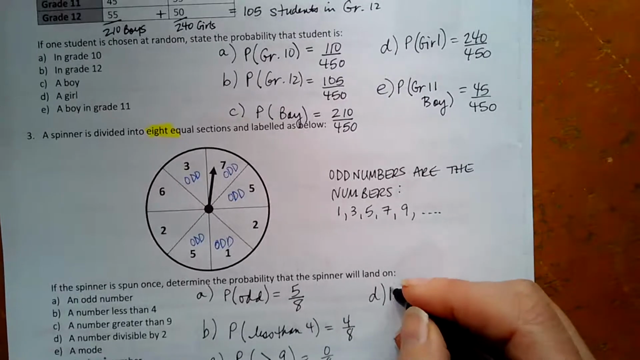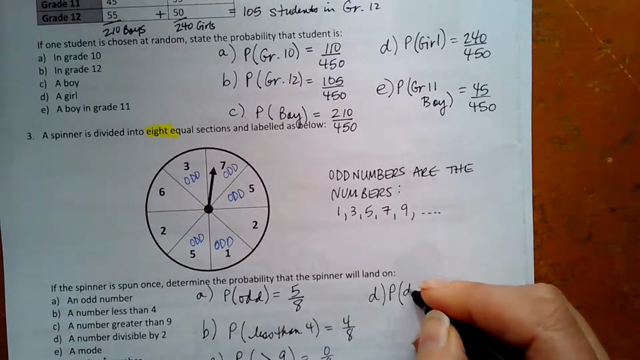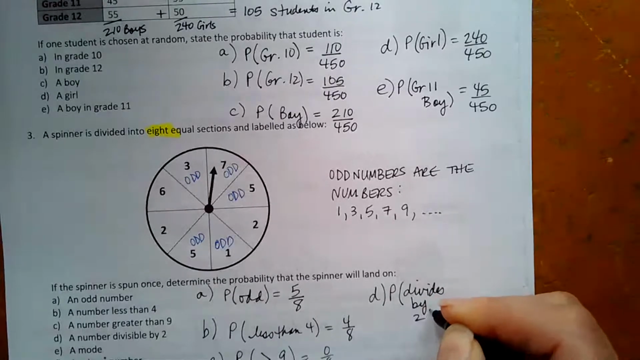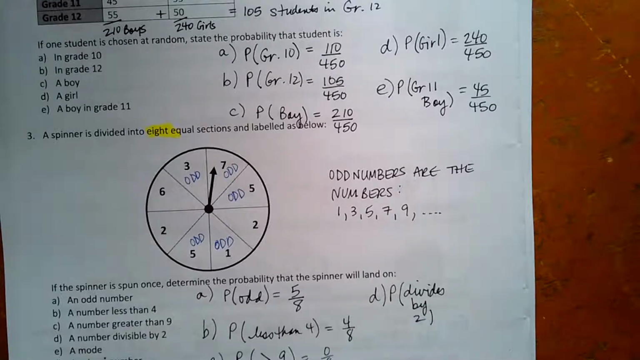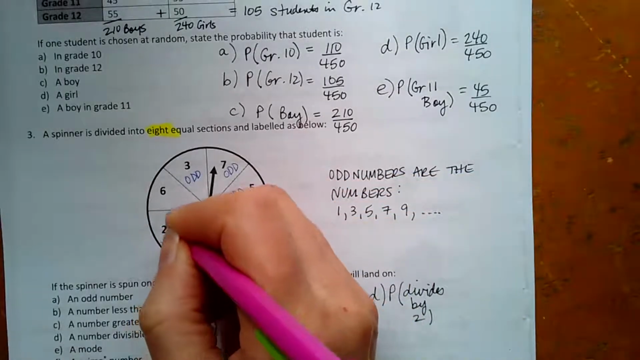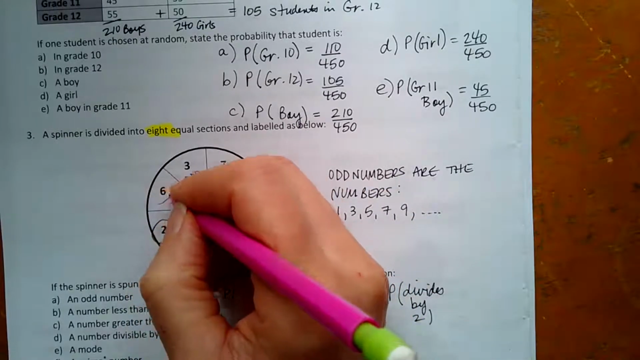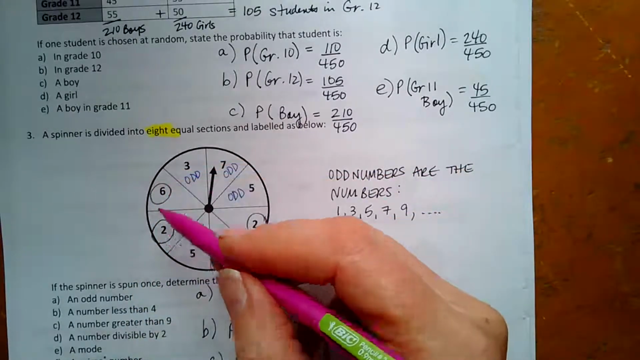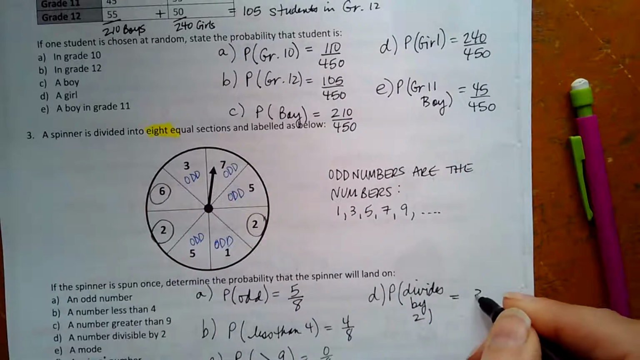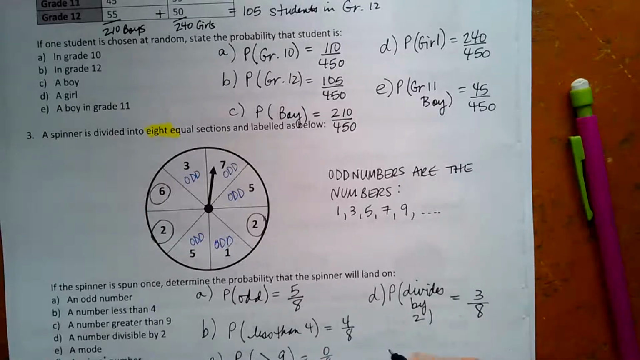Let's do D. The probability that a number is divisible, which means divides by 2. That's another way of saying an even number, right? So how many of these would divide by 2? So let's see. Well, 2 divides by 2. 2 divides by 2. And 6 divides by 2, right? Those are all the even numbers. That's another way of saying divides by 2. So that's going to give me 3 out of the 8.